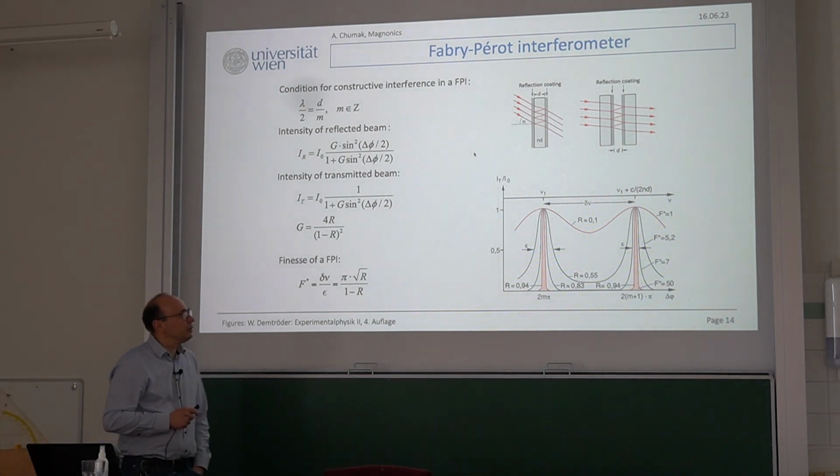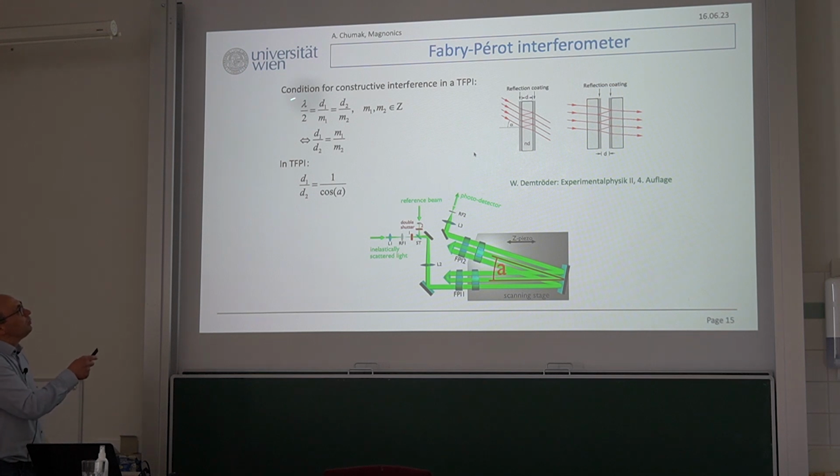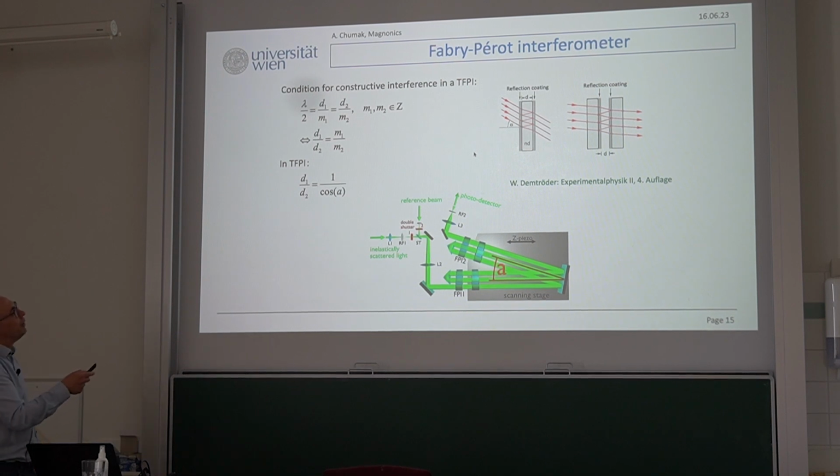And this was exactly the problem which John Sandercock addressed, and he found a great solution. So let us have a look. What is the condition for constructive interference for a tandem Fabry-Perot interferometer? That half wavelengths should be given by d, which is the distance between the mirrors, divided by m, which is just an integer. And we see here that tandem Fabry-Perot means that we have more than one interferometer. This is our first Fabry-Perot interferometer. This is the second one.